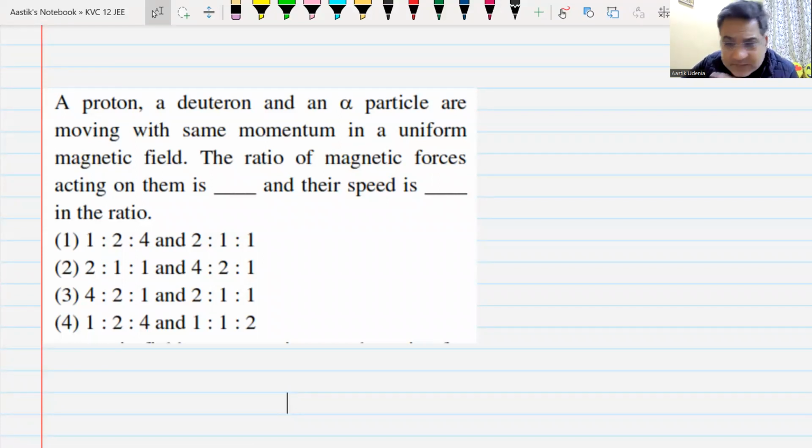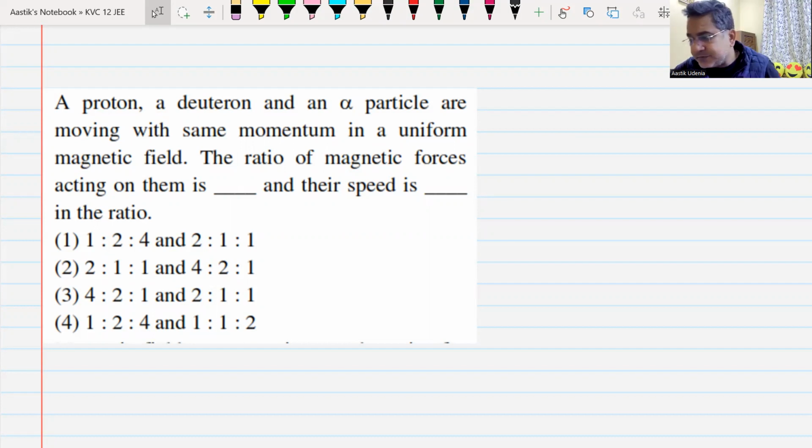You've done a lot of questions of this type. This is questions taken from your very recent papers from 2020 to 22 onwards. A proton, a neutron, and an alpha particle are moving with the same momentum in a uniform magnetic field. The ratio of magnetic force on them and their speed is. I'll give you a minute to give me the answer. You are just supposed to find out the ratios.